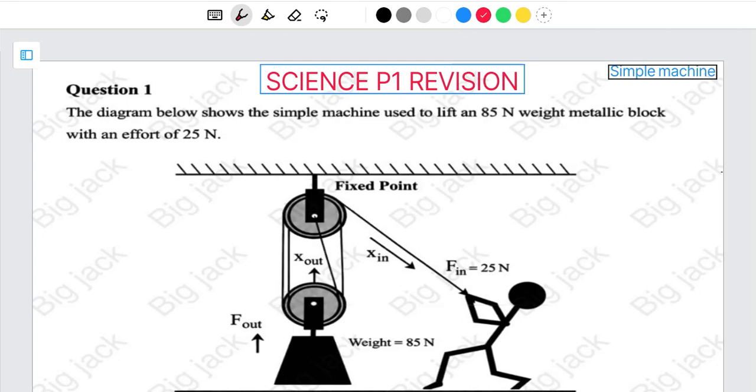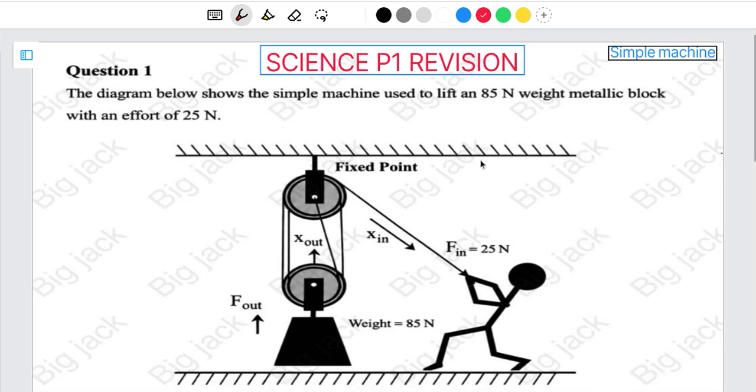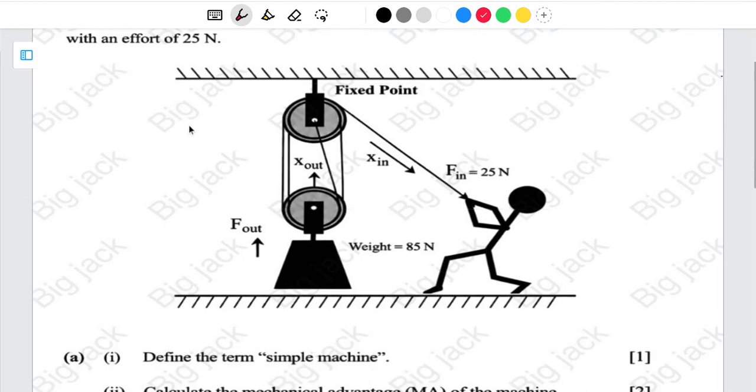Okay, so let's try to revise under simple machine. This question is an interesting question that you need to know. So if you're having challenges under simple machine, this video is for you. The diagram below shows the simple machine used to lift an 85 Newton weight metallic block with an effort of 25 newtons.